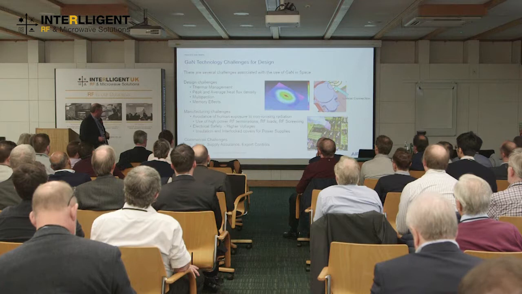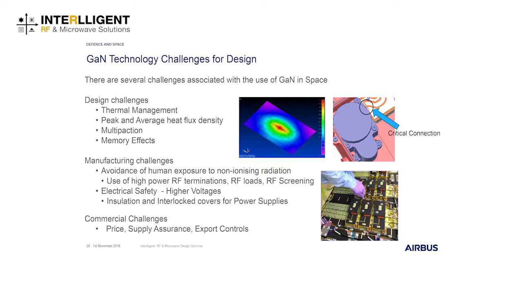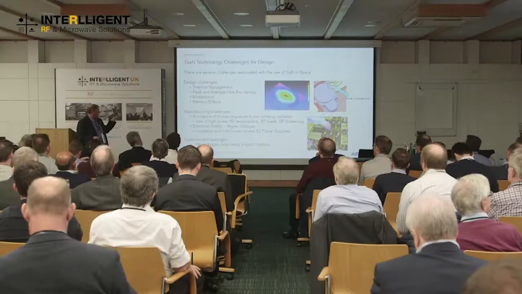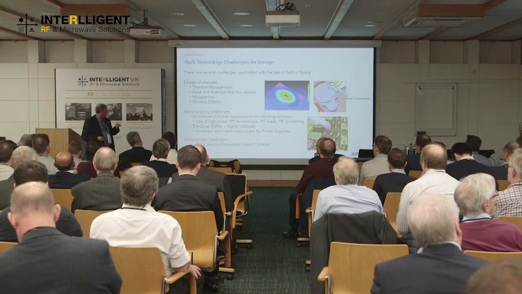However, gallium nitride does come with its challenges for space. Thermal management, as I say, is a key problem. And of course, as I said earlier, you get lots more heat flux out of a gallium nitride device. The peak heat and average heat flux is very high. That's a problem for us, because the only way we can move the heat from under the device is via heat pipes. And if we have too much heat flux, we boil the heat pipes. So we have to spread the heat. So that's a design challenge.